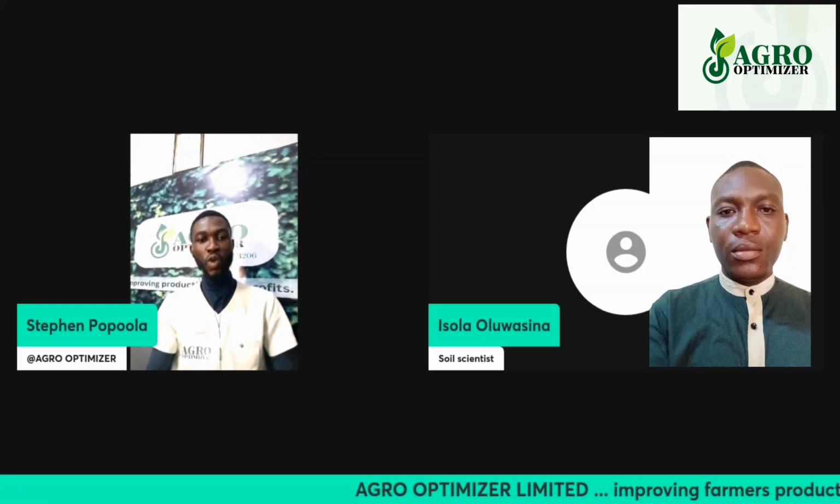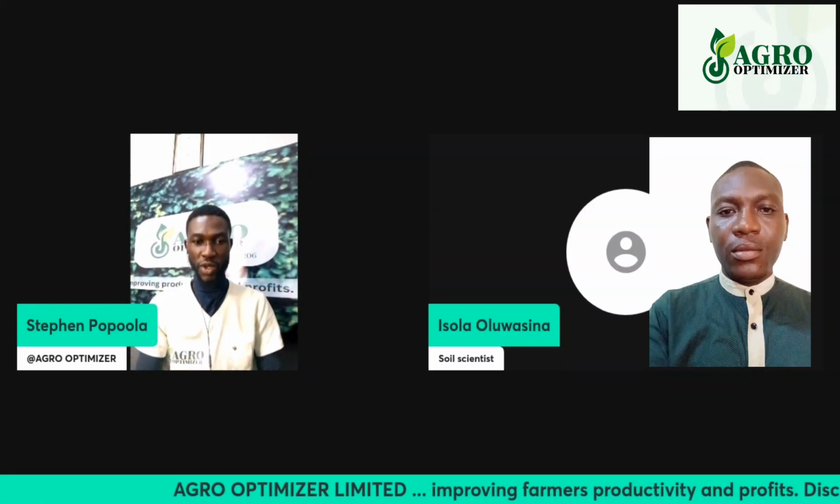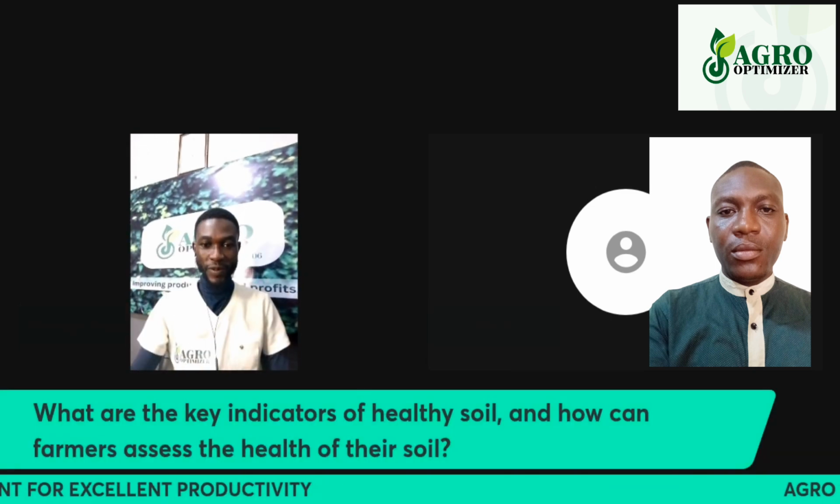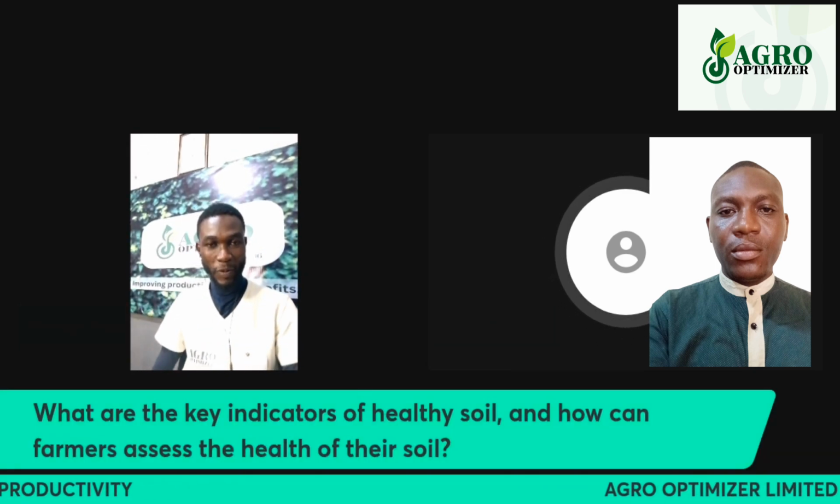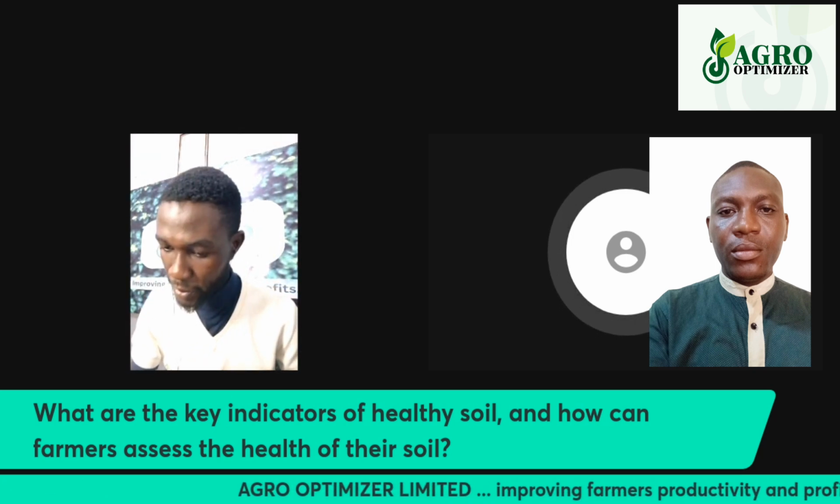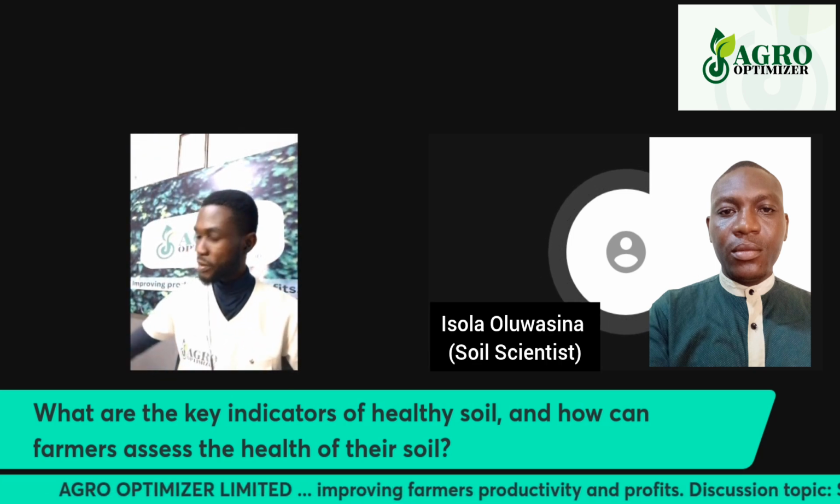Now the question comes: what are the key indicators of healthy soil, and how can farmers assess the health of their soil? The first one is the organic matter content in the soil. It is a key indicator when it comes to soil health.